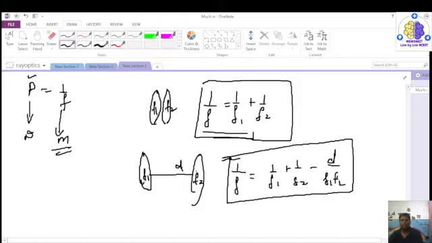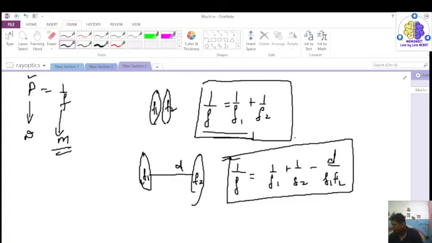So if there is a separation between two combined lenses, whether it is convex convex or concave concave or concave convex, putting the sign convention and using the formula 1 by f is equal to 1 by f1 plus 1 by f2 minus d upon f1 f2 will give you the combined focal length of the combination, right? Combination with mirror is not there.